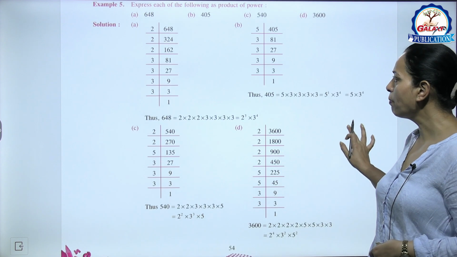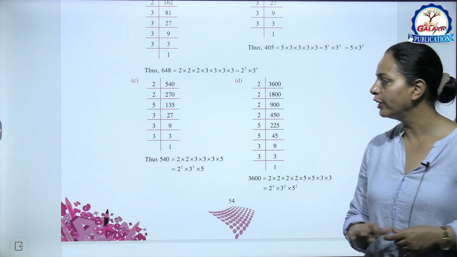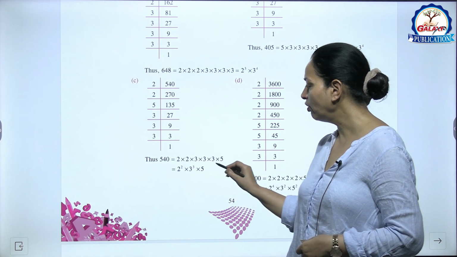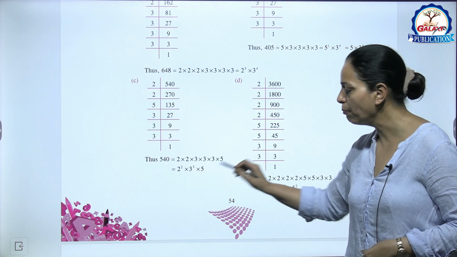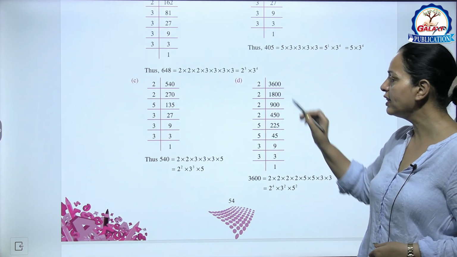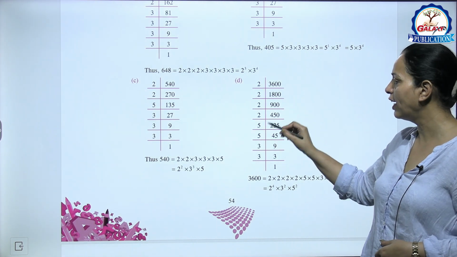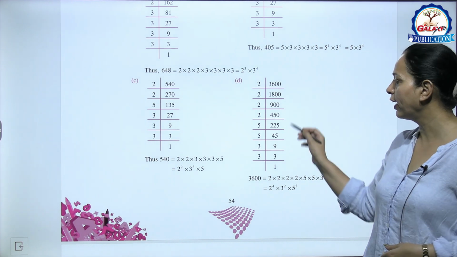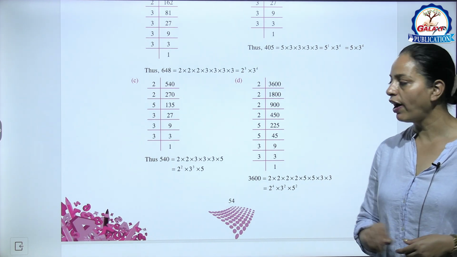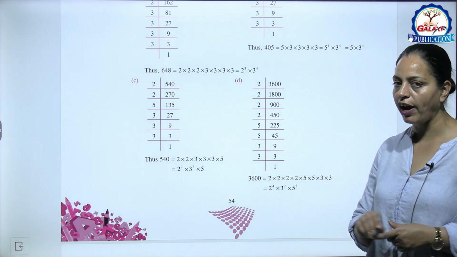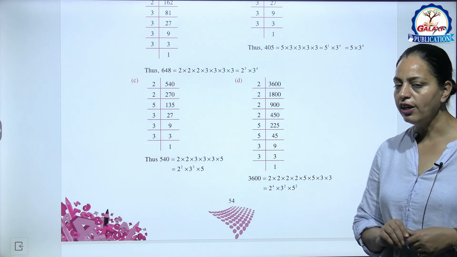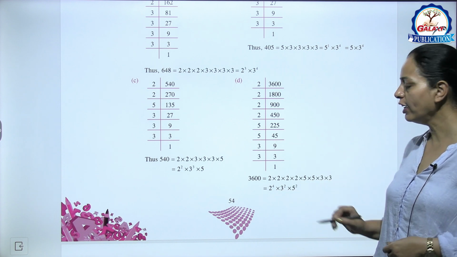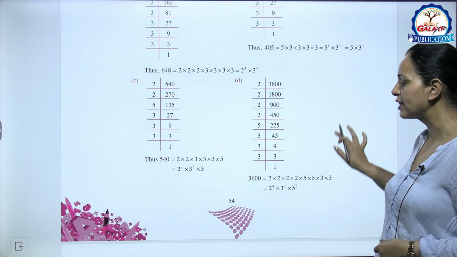Okay. Now C part, 540, divisible by 2. We will keep dividing. We are getting here 2, 2 times, 3, 3 times and 5. So this is the answer. Now D part, 3600, divisible by 2, 1800, again by 2, 900, again by 2, 450, again by 2, 225. Now by 5, 45, by 5, 9, then divide by 3. So what are you getting? 2, 4 times, 5, 2 times and 3, 2 times. So this is the answer, right?